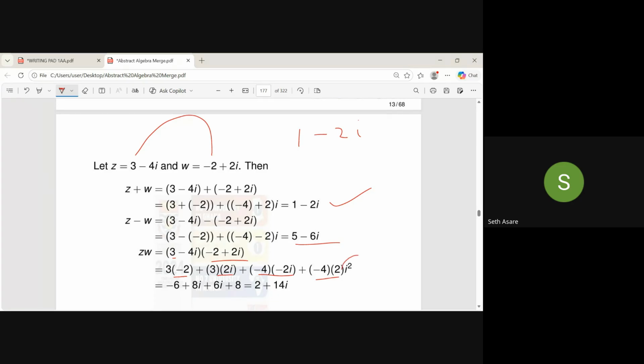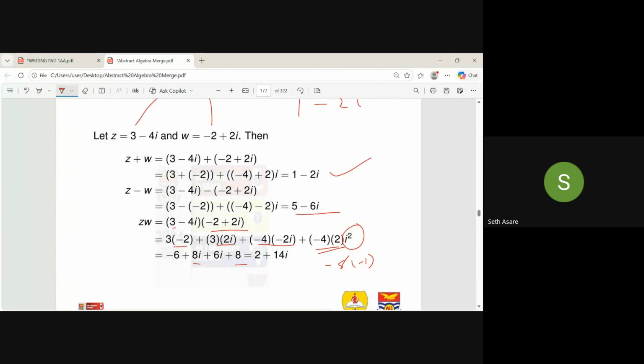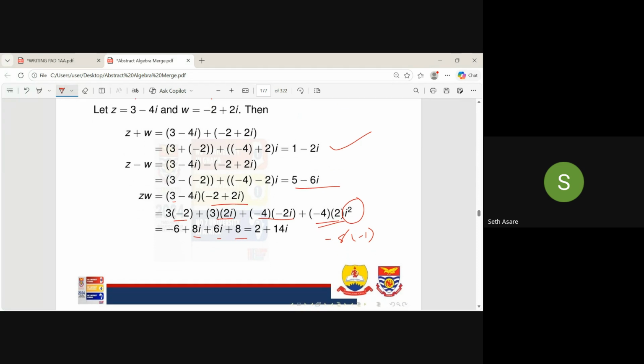And this i here, that is i times i, will give me i squared. This i squared here, what is here is going to be negative 8 multiplied by negative 1, so it will turn to positive 8. So we have negative 6 plus 8i plus 6i plus 8. And definitely we are going to have 2 plus 14i. That is what we have. Is it clear?